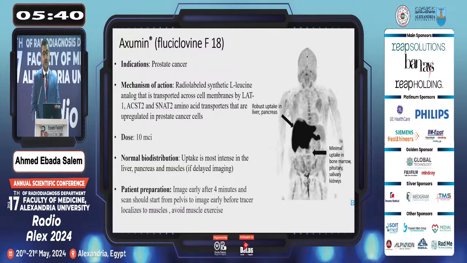Fluciclovine, Axumin, was used for prostate cancer. As I said, it has now been replaced by PSMA. The mechanism of action is that it's an amino acid analog, so it's highly expressed within the muscles, liver, and pancreas, as you can see. The dose is roughly similar to the FDG, so it's 10 millicuries. Uptake is most intense in the liver, pancreas, and muscle, as expected, because those are the sites for amino acid synthesis. Usually we image very early, like 4 minutes compared to 60 minutes, because you don't want to wait until all of the tracer is taken up by the normal muscle.